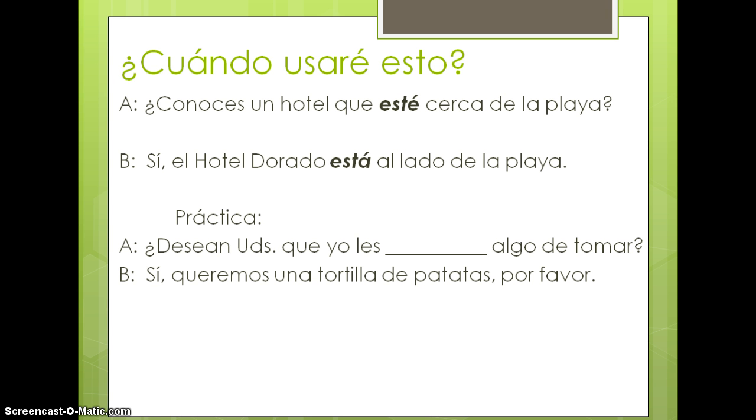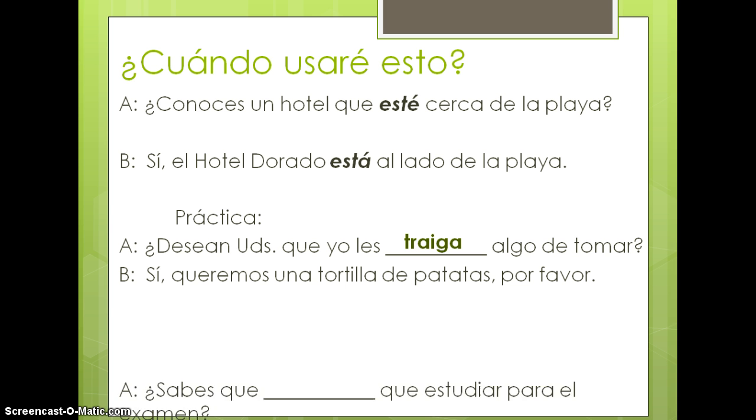Here goes the answer. ¿Desean ustedes que yo les traiga algo de tomar? Sí, queremos una tortilla de patatas, por favor. So the server is asking, would you like me to bring you something to drink? And the answer is yes, we want a Spanish tortilla, please.